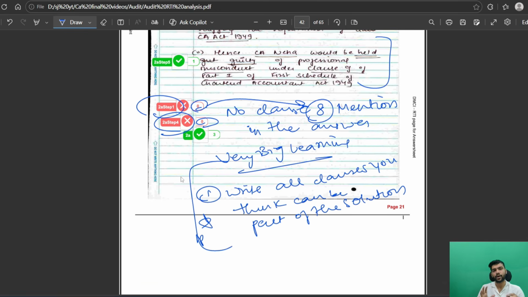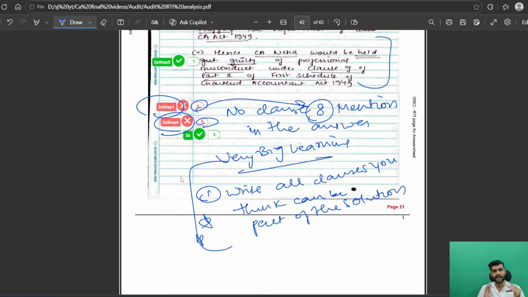It does not matter that your answer gets very lengthy or becomes a very big answer. Just write each and every clause. As you can see in this answer, clause 8 carried 2 marks, clause 9 carried 2 marks, and guilty, not guilty carried 1 mark. If I had written clause 8 as well, I would have gotten 5 out of 4. So in professional ethics, ensure that you write each and every clause. Do not skip any clause, and do not think that one clause is enough.